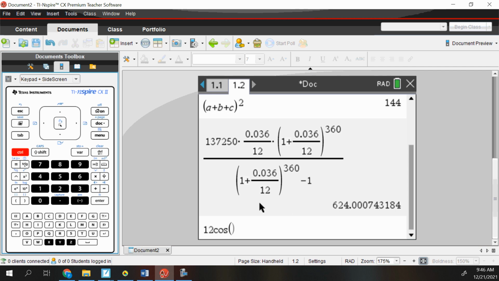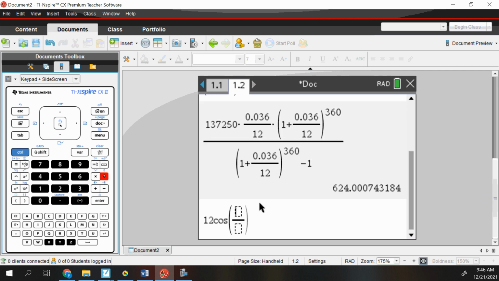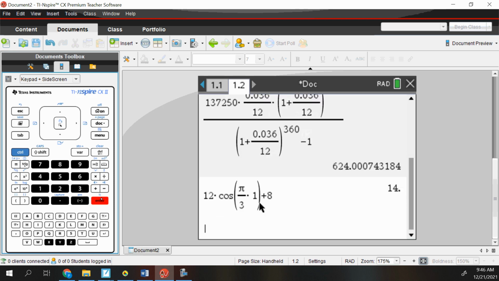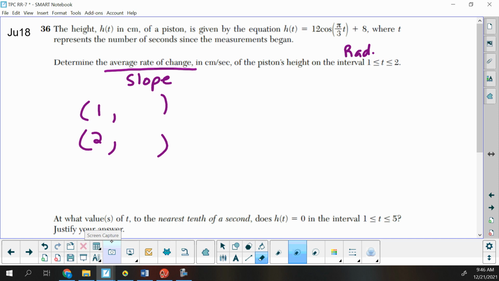We want to do control divide for a fraction. We need to put in pi over 3. So go to your pi button, put it over 3, hit the right arrow to get out of the fraction, times, for x we're putting in 1, get out of the parentheses, and then we wanted plus 8 on the end. And if we hit enter, we get 14. So that means our first point is 1 comma 14.